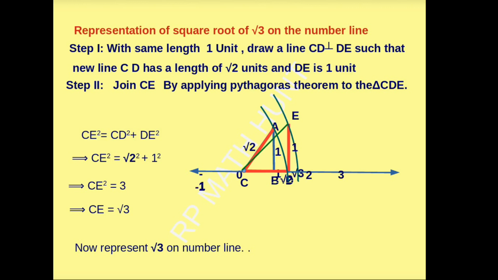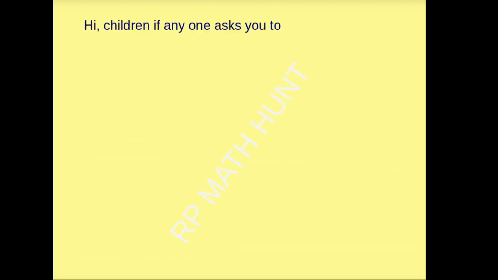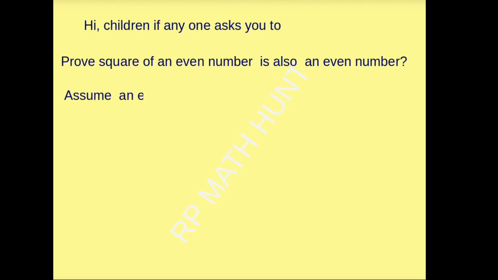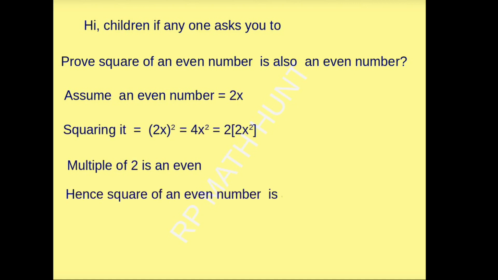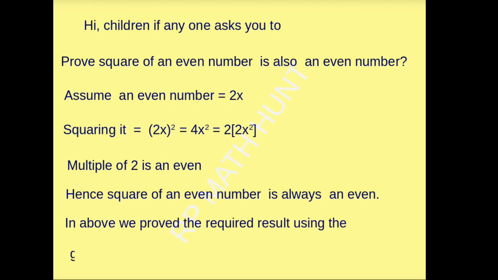Yes, that's enough. Hi children, if anyone asks you to prove that the square of an even number is also an even number, assume an even number is equal to 2x. The square of it is 2x whole square, which is equal to 4x square, that is 2 into 2x square. This is a multiple of 2, so it is even. Hence, the square of an even number is always even. In the above, we proved the required result using the general form of an even number. It is called the direct method.